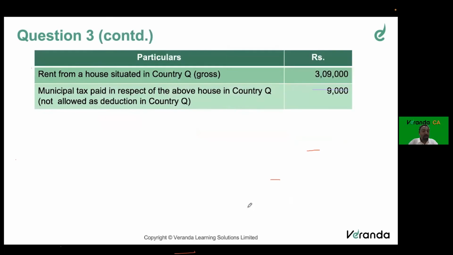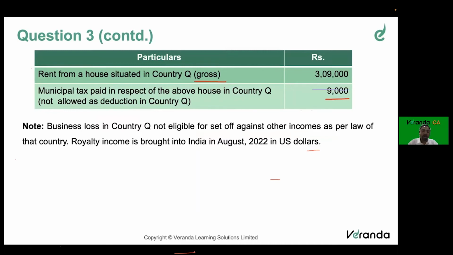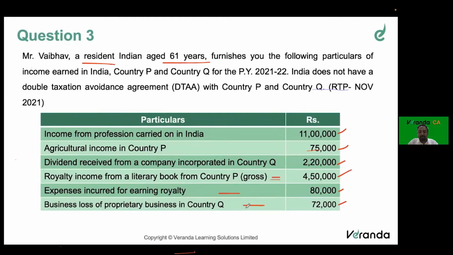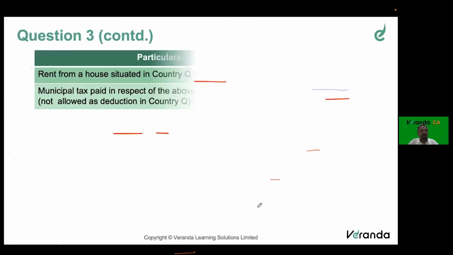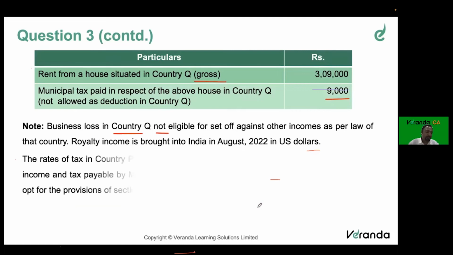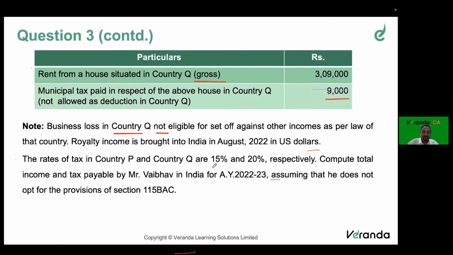Now, he also has rental income from country Q. The word used is gross, which means no standard deduction or anything is provided. Whatever the country Q gross income is, that is taken. He has also paid a municipal tax of 9,000 in that country. Now the rule of country Q says you are not eligible to set off business losses. So the business loss of 72,000 cannot be adjusted in accordance with the laws of country Q. But here we will go only by the procedure here. The tax rate in country P is 15%, and in Q is 20%. Now we need to compute.